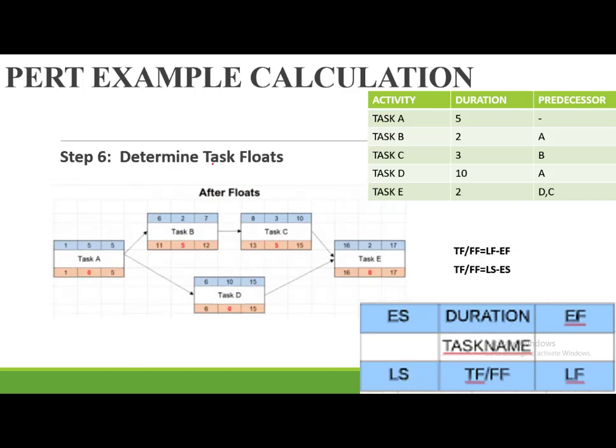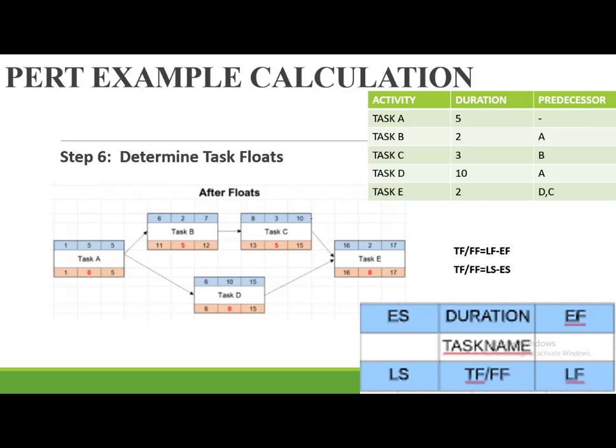Step 6, we now determine what we're referring to as the task floats, or the slack activities and the slack time. To determine the slack activity or the free float or the task float, what we normally use is you subtract the late finish from the early finish, or the late start from the early start, and you populate at this one. So this one is 17 minus 17 gives us a 0.